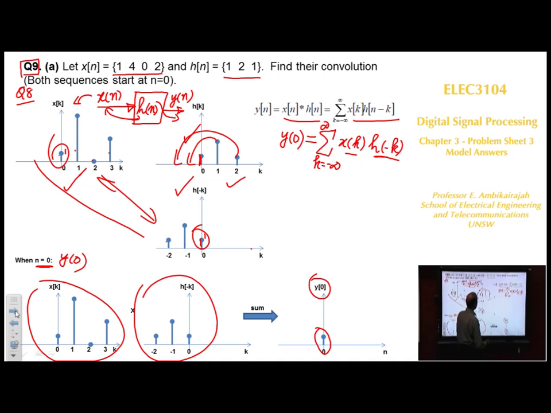Now you can do y1 and do the same thing. y1 is the sum of xk times h(1 minus k). And 1 minus k means you shift this way by 1 and then multiply and add. So let's do the next one. We can't do it for every value, but just to give you an idea.